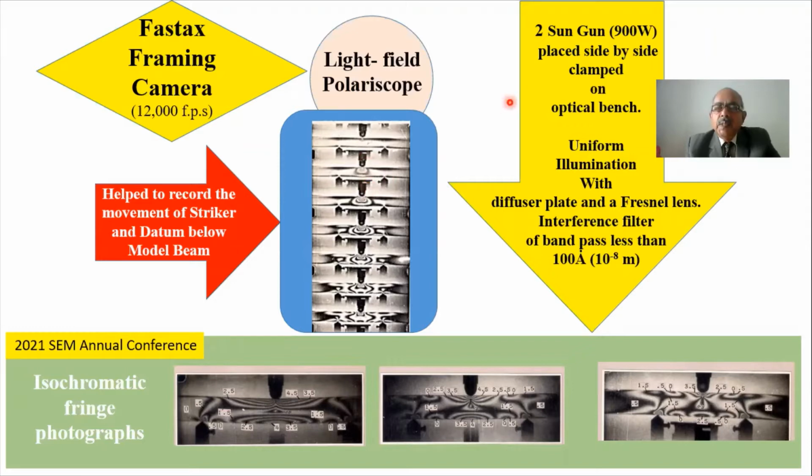In the arrangement here, two sun guns are placed side by side with uniform illumination, a diffuser plate, and the lens has an interference filter, a green filter, having a band pass of 100 angstrom. Below, a typical enlarged photograph from the 16 millimeter film is shown here.